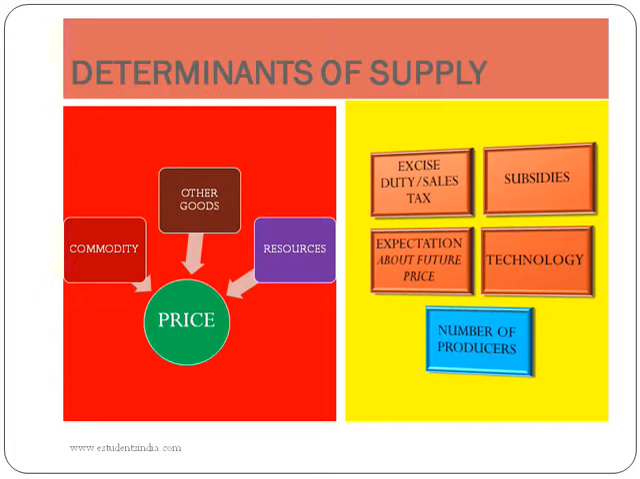Taxes, excise duty or sales tax. It increases the cost of production. Hence, the supply curve shifts to the left. And what about subsidies by government? The supply curve shifts to the right because cost of production decreases.